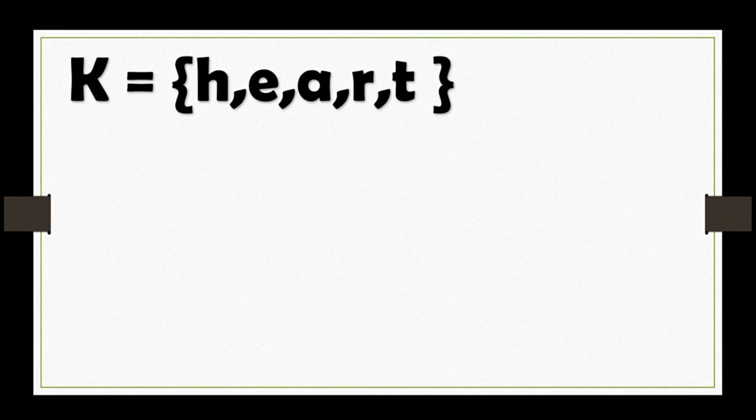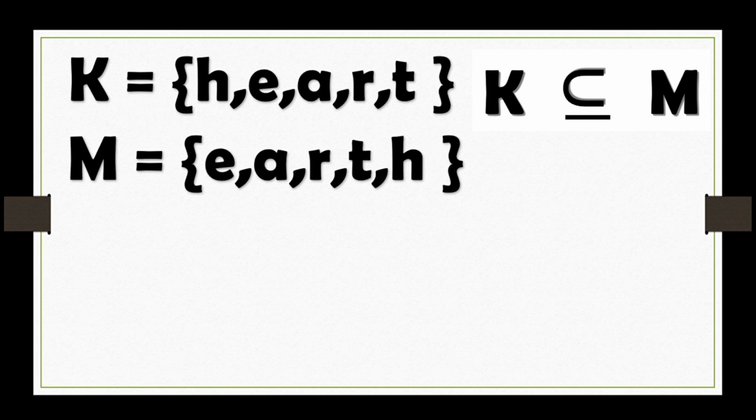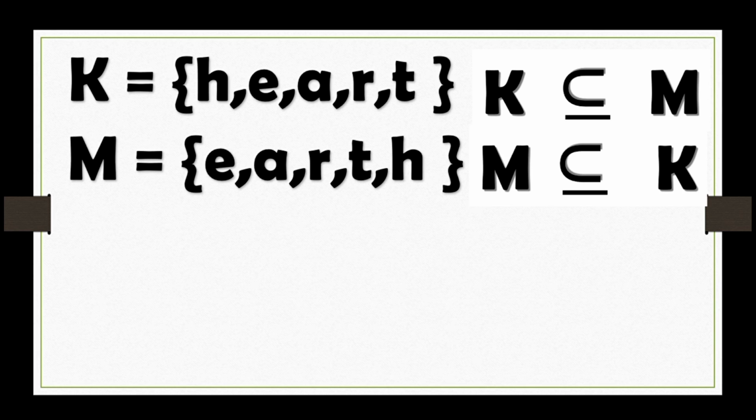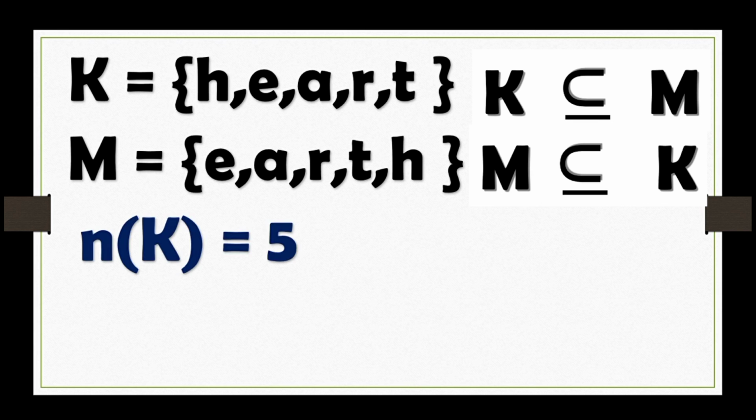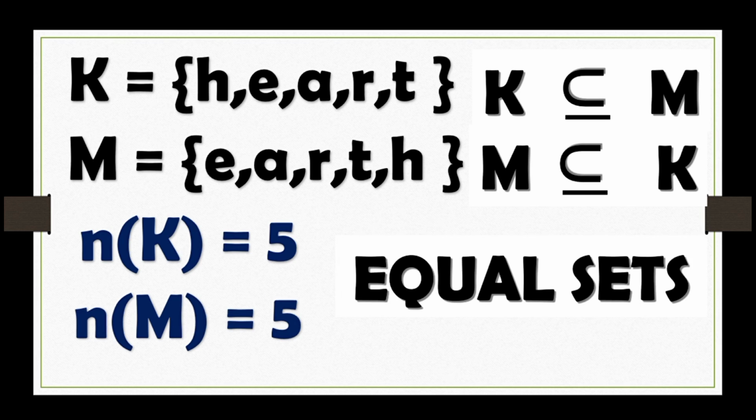Set K has elements H, E, A, R, T, while set M contains elements E, A, R, T, H. We can consider in this set that set K is a subset of M. Likewise, M is a subset of K for the reason that both contain letters E, A, R, T, and H. The cardinality of set K is 5, and the cardinality of set M is also 5. In this case, our sets are considered to be equal sets.